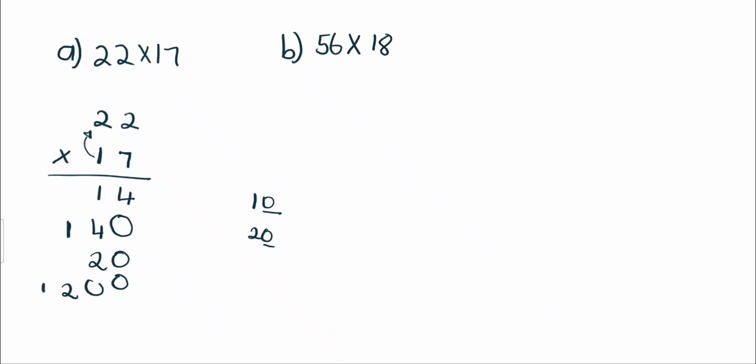It's now time to add everything together. 4 plus 0 plus 0 plus 0. That should give me 4. 1 plus 4 is 5. Plus 2 is 7. Plus 0 is 7. That's 7. And then finally, 1 plus 2 is 3. Final answer, 374.